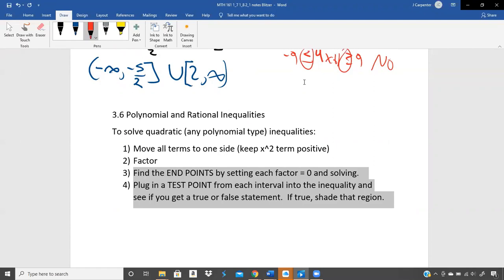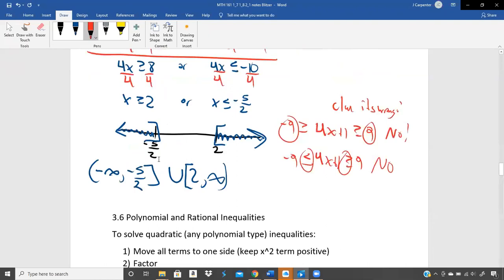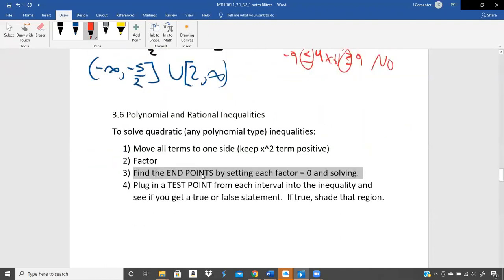Find the endpoints by setting each factor equal to zero and solving. So we're actually going to take the less than or greater than, and we're going to change it to an equals, essentially, and solve. But these will not just be two values that are solutions. They may not even be solutions. These are what we call endpoints. These endpoints are where we will have our brackets or parentheses.